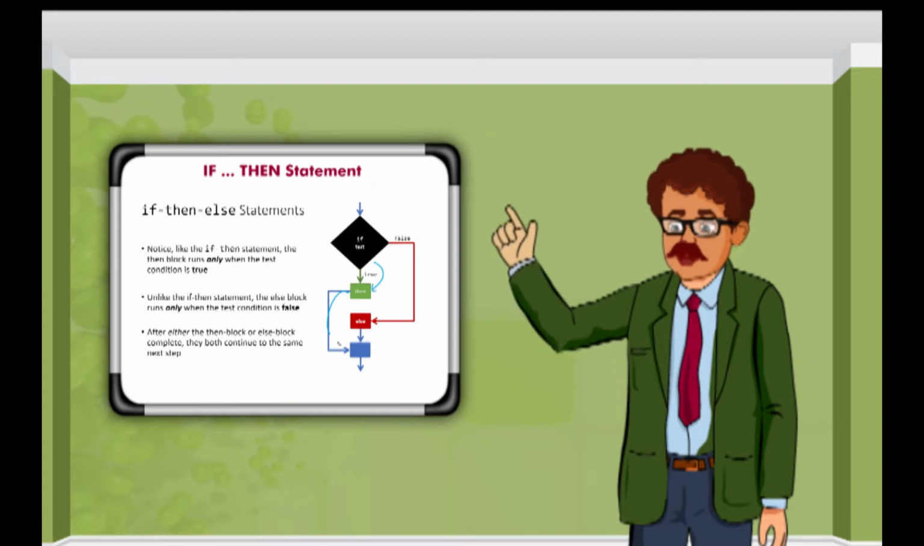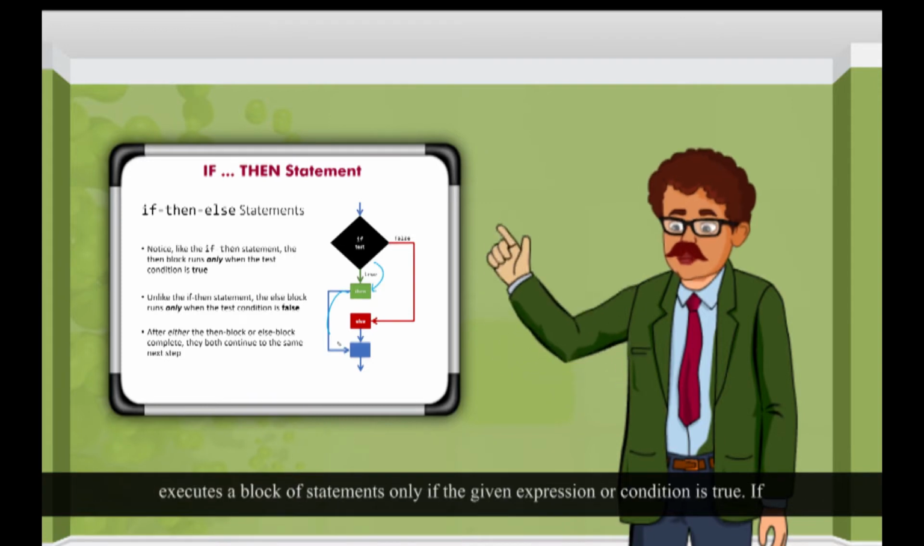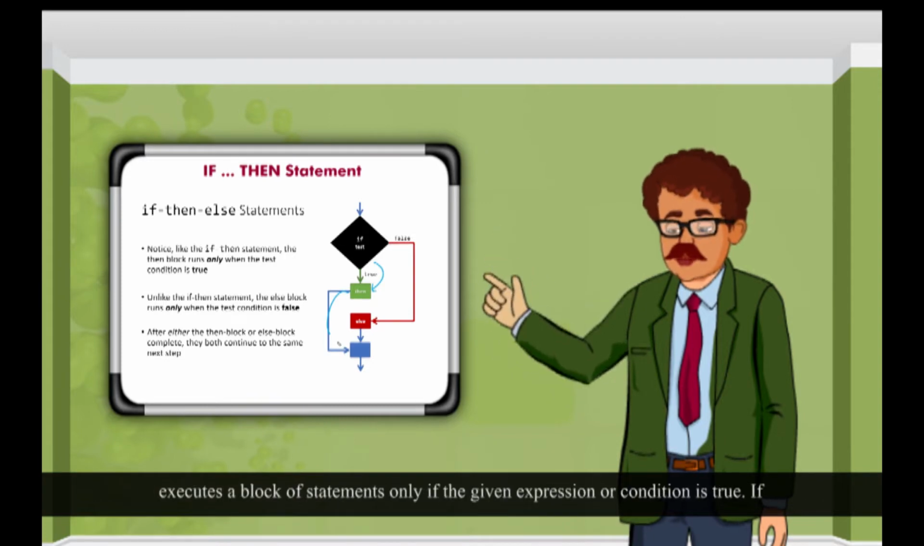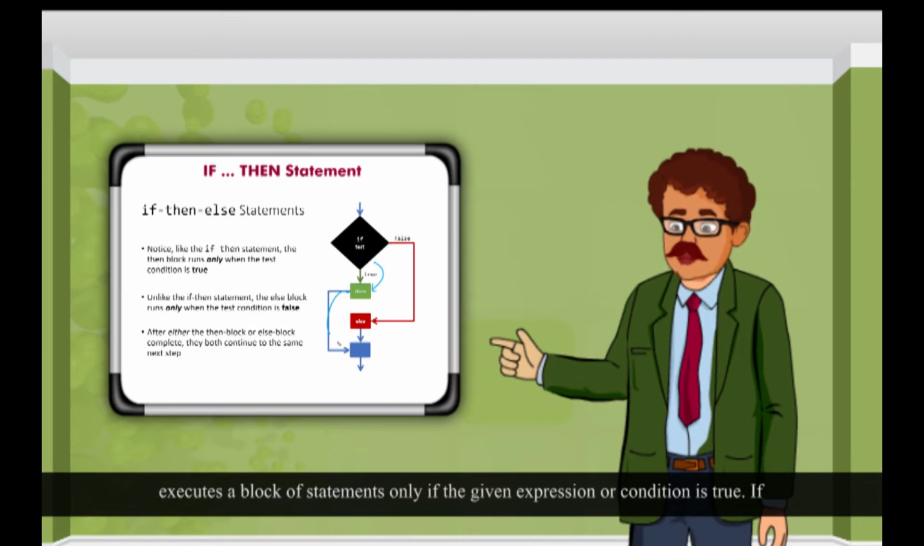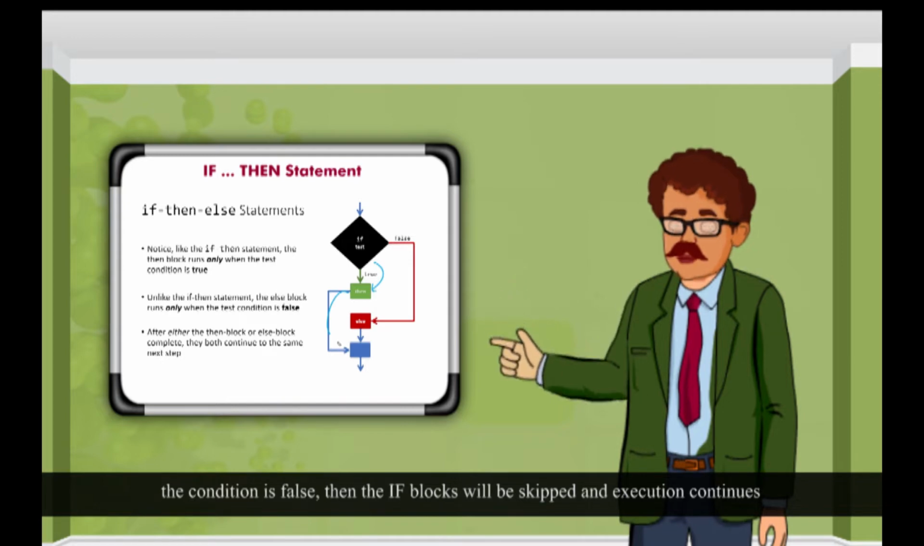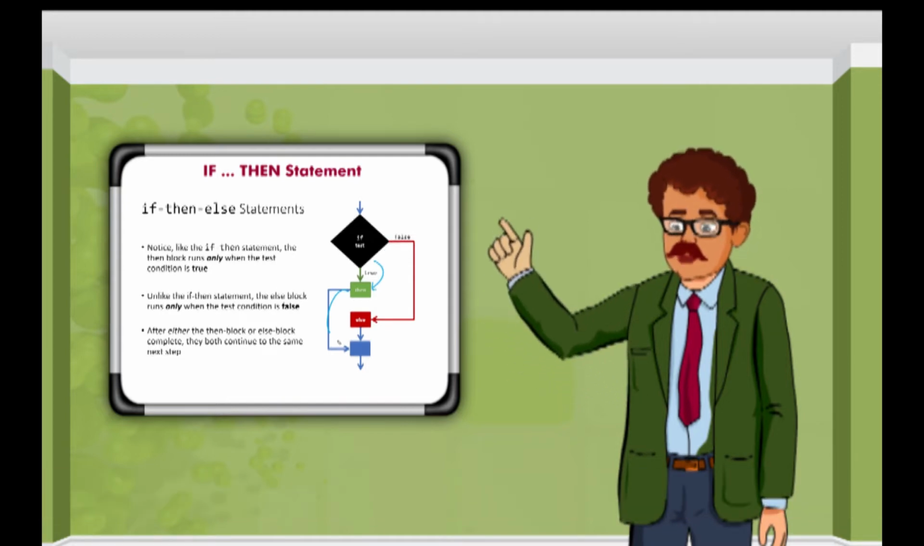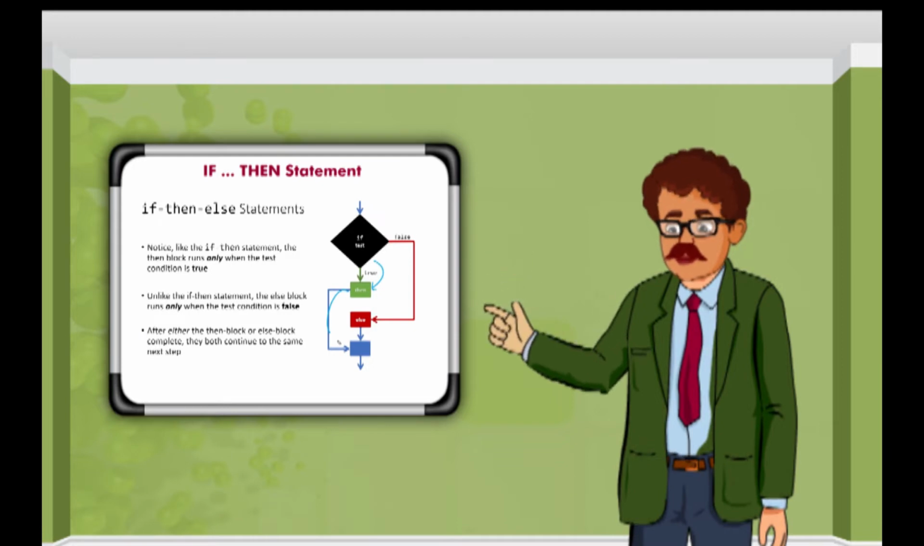If then statement. This statement is a decision-making conditional branching statement which executes a block of statements only if the given expression or condition is true. If the condition is false, then the if block will be skipped and execution continues with the rest of the program.